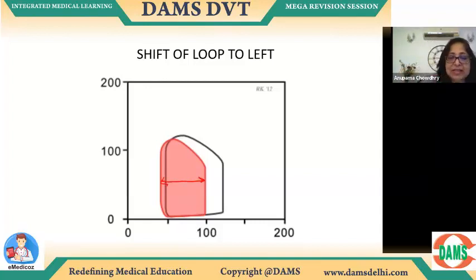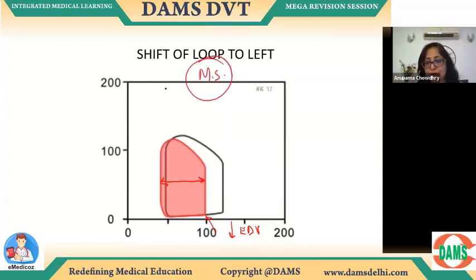Now, in the end diastolic, there is a decrease in the end diastolic volume here. There is a shift of the loop to the left. A decrease in end diastolic volume means now the LV is not getting completely filled with blood, mitral valve is therefore stenosed. This is typically seen in MS, a shift of the loop to the left. Let's have a look at another one.